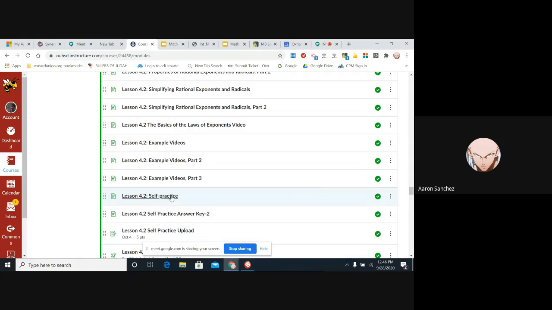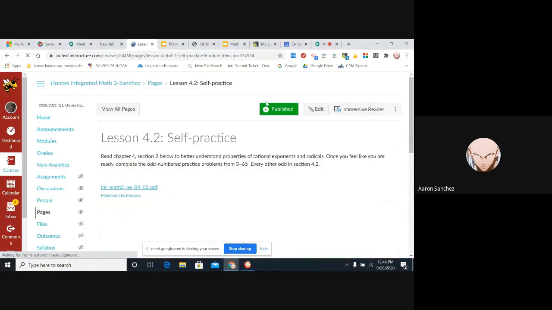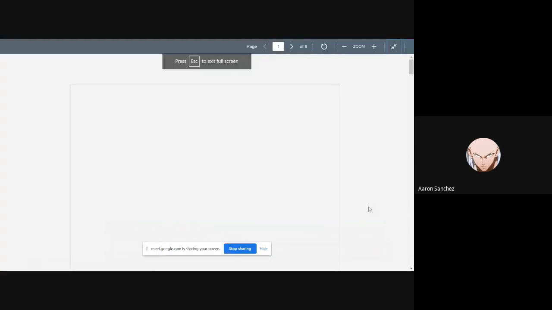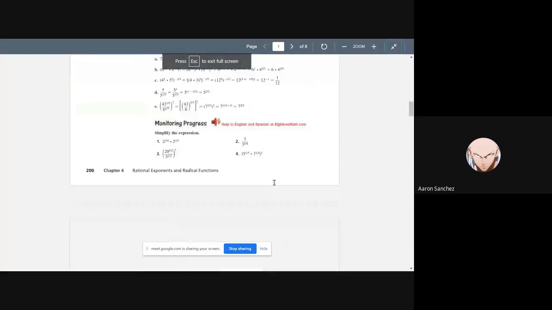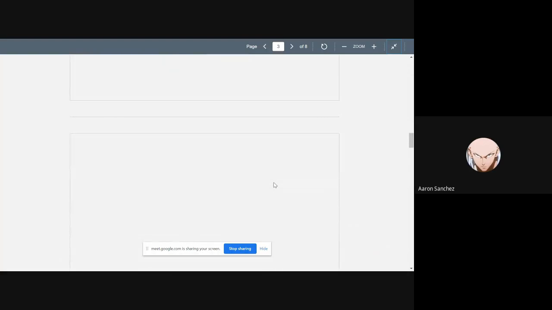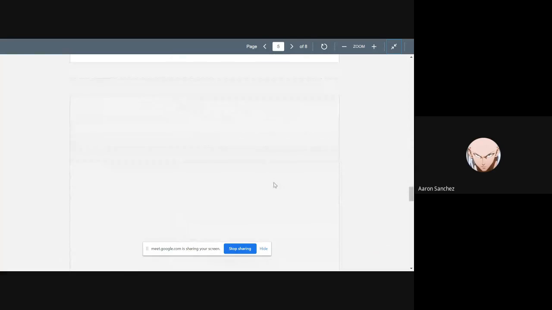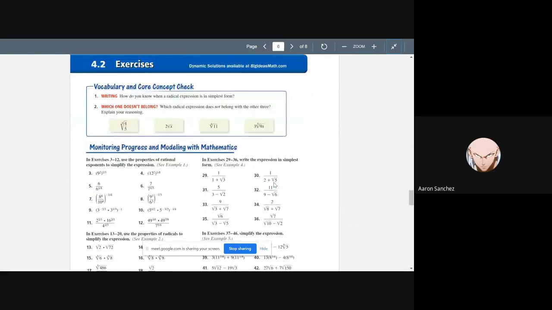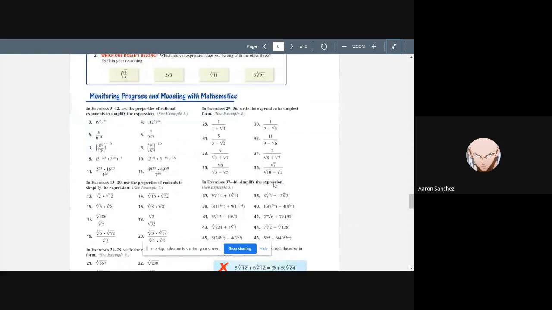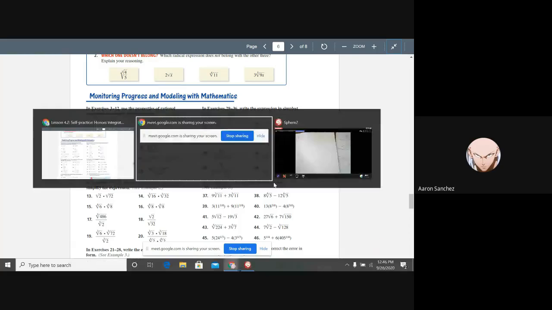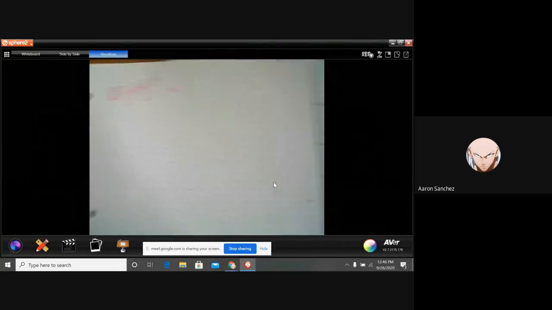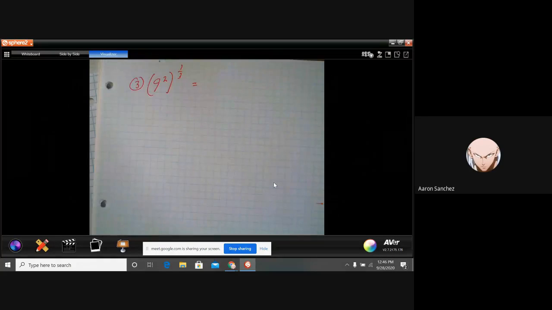Okay, self-practice. Here we go. Sorry, guys. All right, self-practice. I had that screen open, but it closed. All righty, number 3. 9 to the second raised to the 1/3 power. What does that equal? Go ahead and give that a second to solve that.